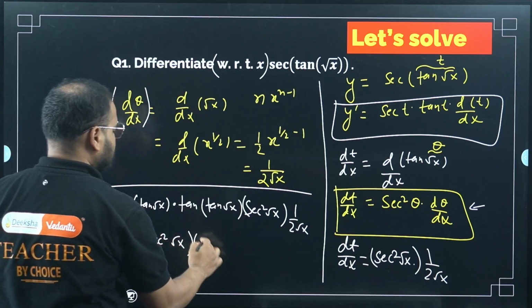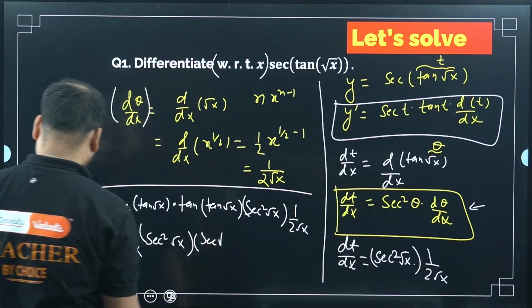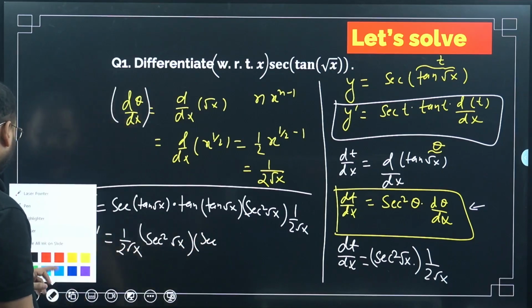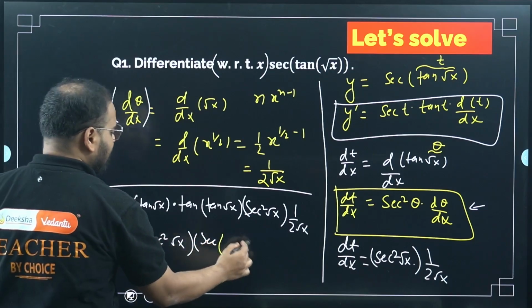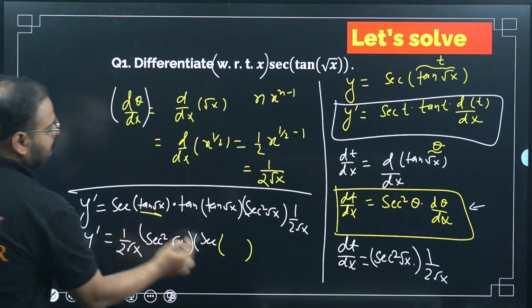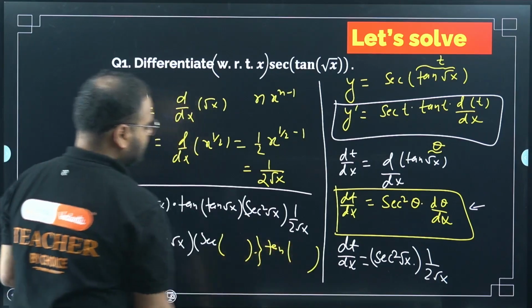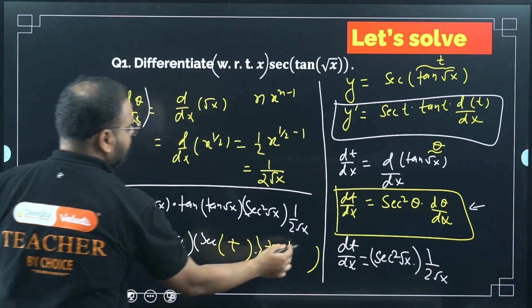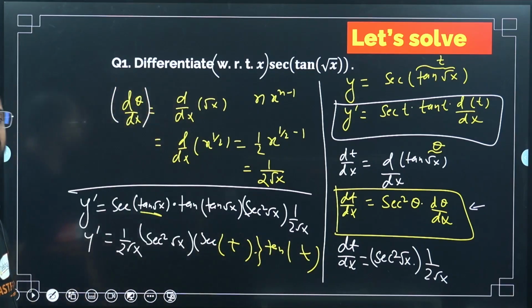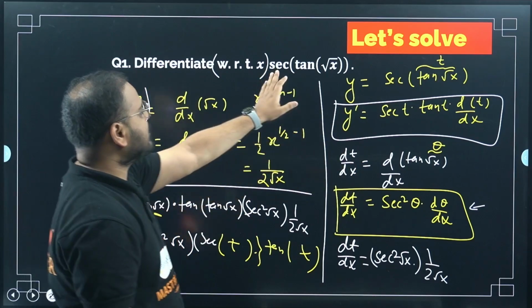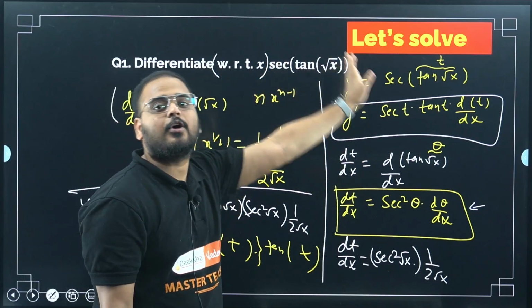And the rest of the things: sec tan root x, and please check here. Sec tan root x, this part, times tan root x. This is basically my t and t. Write it here. I hope this is clear. Simple question. Use of chain rule. First for sec we did, then for tan we did, then for root x we did.